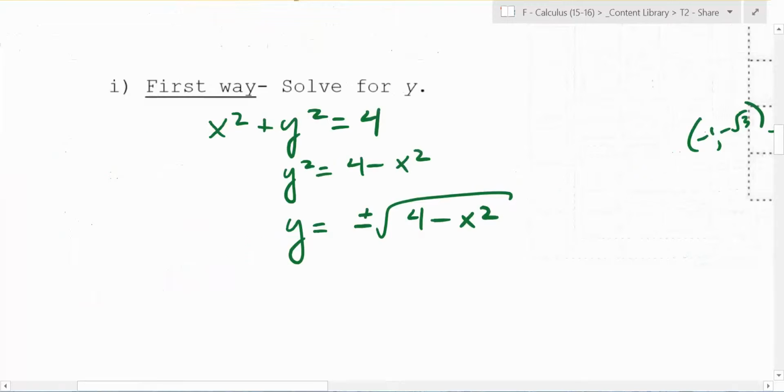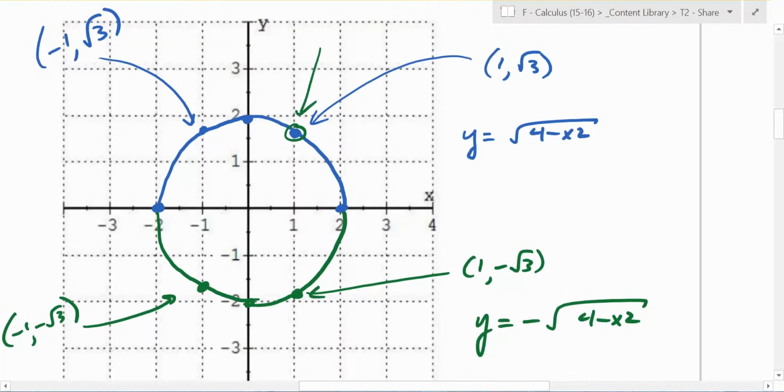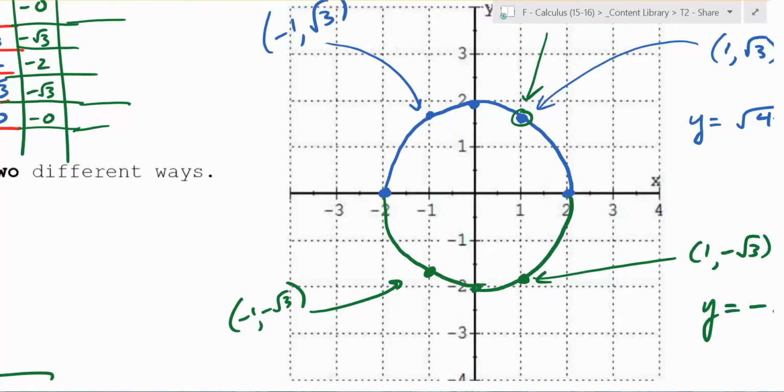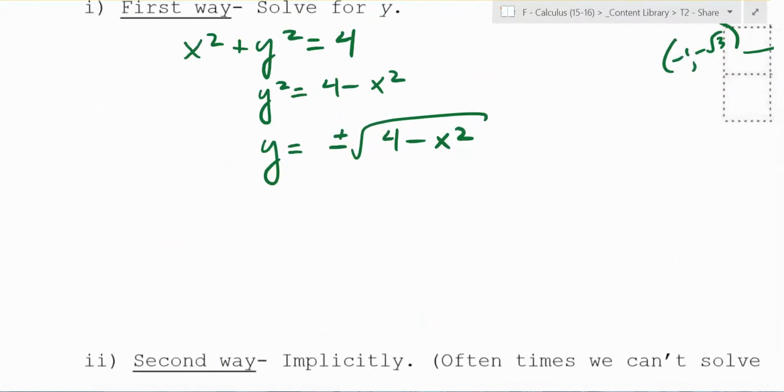So in this one, if I wanted to find the slope right here, do I want the positive one or the negative one? Is this positive or negative? Positive. So which one do I want to work with if I want to find the slope there? The positive one. Thank you. So let's look at the positive one. That's y equals the square root of 4 minus x squared.